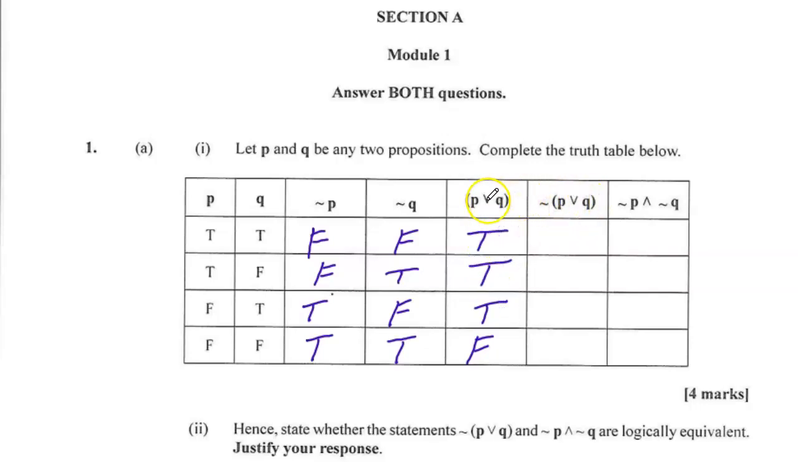Not (P or Q) would be the opposite of this column, which would be false, false, false, true. And now not P and not Q, which would be combining these two statements. For the and, the only time we have true is when both statements are true, so this would be true. Everything else will be false.